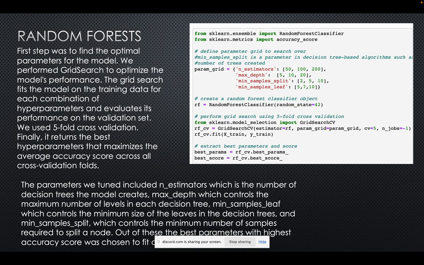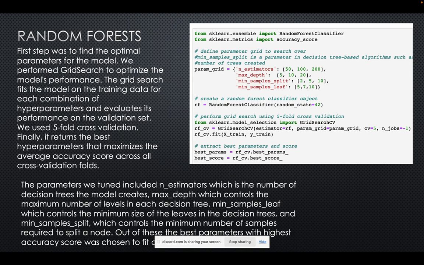Okay, I'm Jaskaran Singh, and I worked on the random forest classifier. So the first step was to find the optimal parameters of the model. We performed a grid search to optimize the model's performance. The grid search fits the model on the training data for each combination of hyperparameters, as you can see in the code, and evaluates its performance on the validation set. The default value we used is fivefold cross validation. Once it finishes the grid search, it returns the best hyperparameters that maximize the average accuracy score across all cross validation folds.